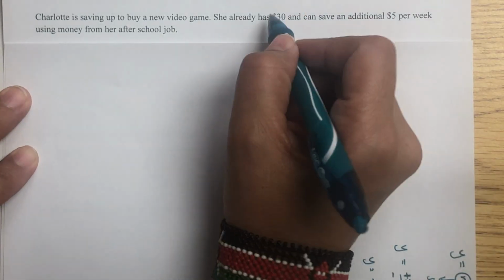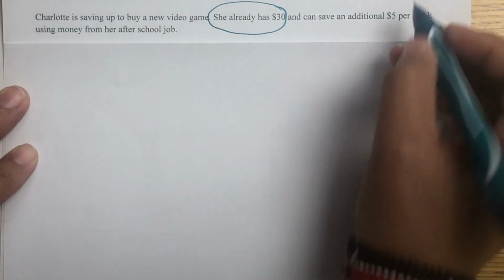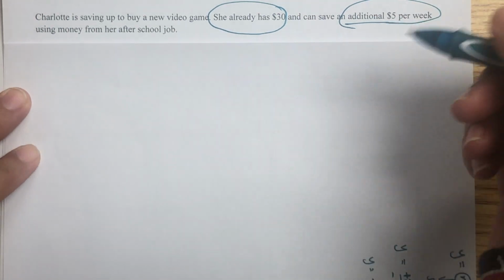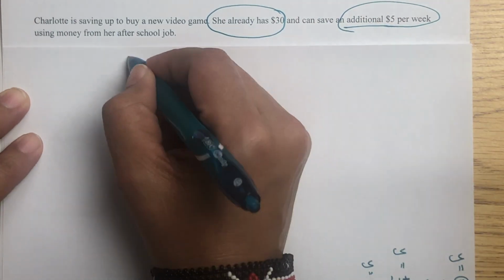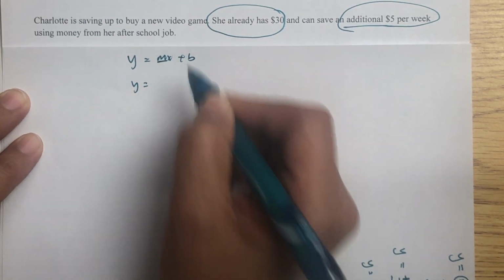Charlotte is saving up to buy a new video game. She already has 30. That's the thing that's not changing. She can save an additional $5 per week. So every week it's $5. So she has 30 already. So y equals mx plus b. Y equals m. You're changing.